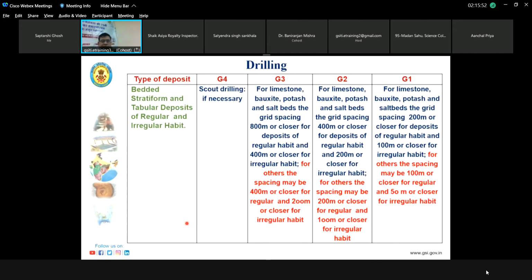Then in drilling, in G4, scout drilling if necessary. If you find it necessary, then you go for scout drilling. There is no spacing defined here, but wherever you want to put the borehole, you can put it. But in G3, in limestone, bauxite, potash, salt beds, the grid spacing is 800 meters for regular habit, and if it is irregular, then 400 meters can be done for borehole spacing.